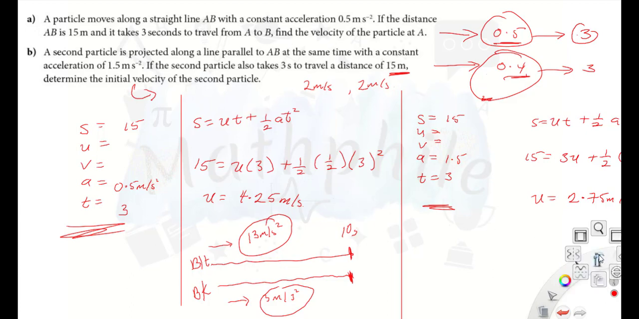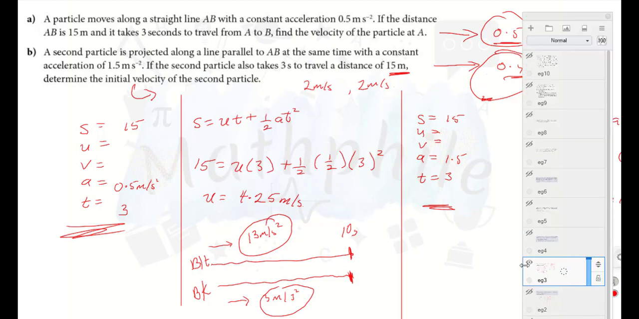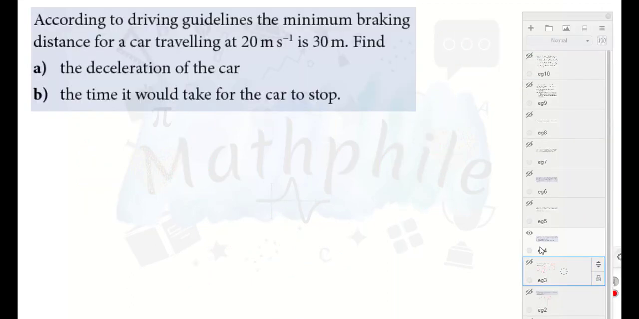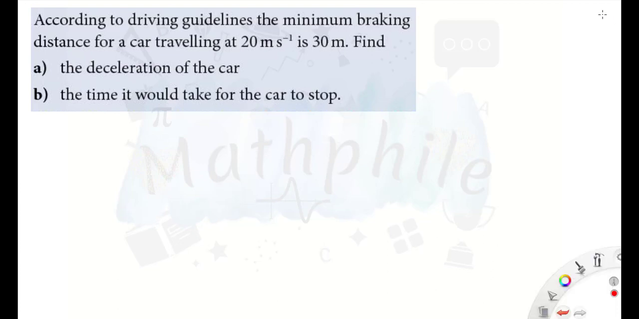Let's move on to the next question, because the difficulty level is increasing. This is actually modeling a braking system. According to driving guidelines, the minimum braking distance for a car traveling at 20 meters per second is 30 meters. Find the acceleration of the car and the time it will take for the car to stop.